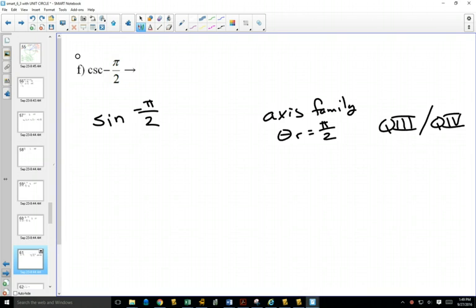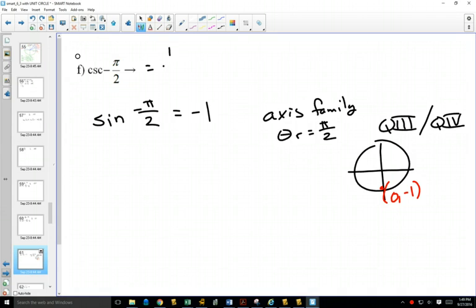And I find whenever we're dealing with the axes family, it's most helpful just to think about the unit circle. Down here at this point, what are your coordinates? 0 and negative 1. So what is sine of negative pi over 2? The y coordinate would just be negative 1. If you do the reciprocal, I could write it like this, but that's the same as negative 1 for cosecant as well.